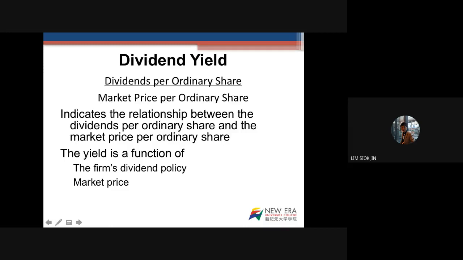So the more that you get in terms of dividend, and the lower price you pay means you get a higher dividend yield. So dividend divide by market price, you get dividend yield. So of course, most people want as high dividend as possible. Okay, so that they get higher return. But low dividend yield doesn't mean that the company is bad, yeah.